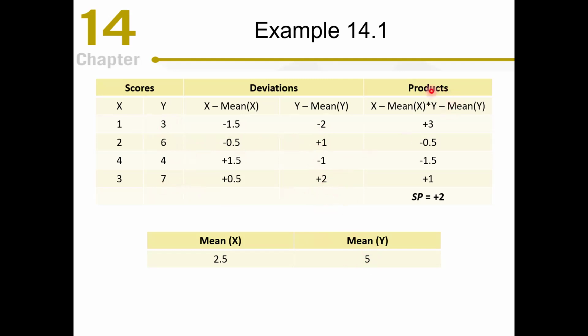All right, so again, to get our SP, you take your deviation here, you multiply it by the deviation for Y, and you get a +3. -1/2 times -2 gives you a +1. 1 times -0.5 gives you -0.5. -1 times -0.5 gives you a -1.5. And then 2 times 0.5 gives you 1. And then once you get all these values, you sum them together and you get a value of 2. So this is how you calculate it using the definitional formula.